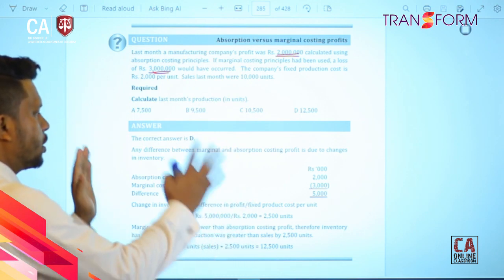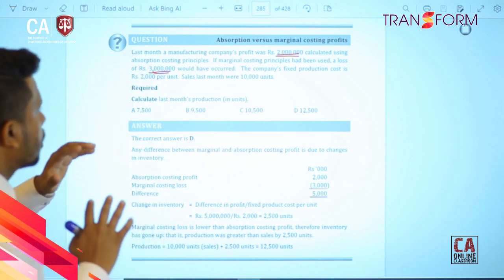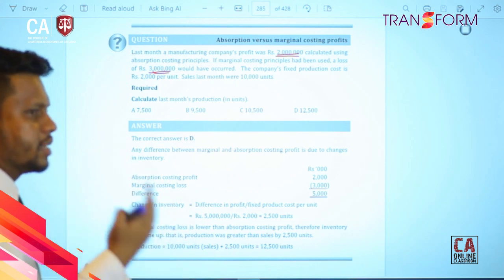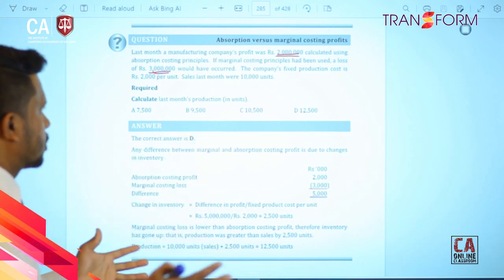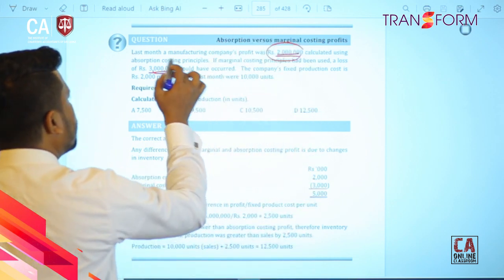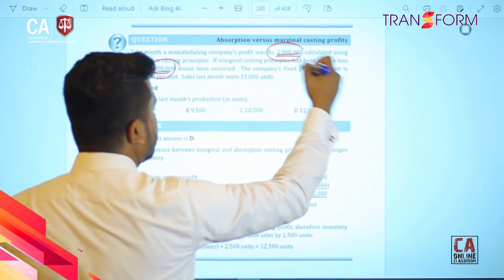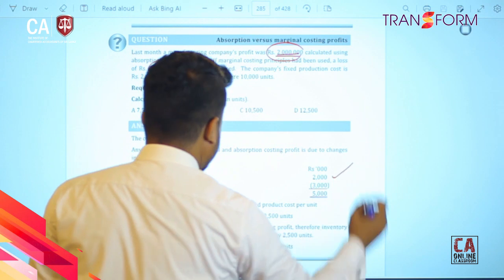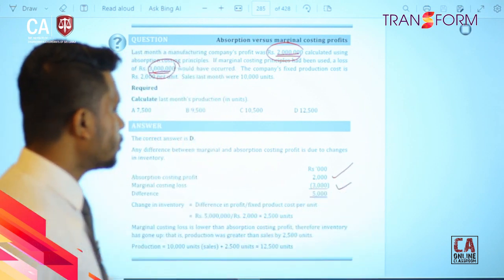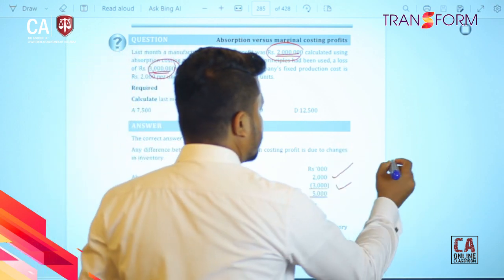For that, what you need to do is first you need to identify the inventory adjustments, or is there an increment or is there any decrease in the stocks. So that is the thing first you need to identify. For that, there are some hints. You have the two profit calculations. So under the absorption method, you have 2 million, yes. Under the marginal cost, you have the loss of 3000, or you can take it as 3 million, yes.